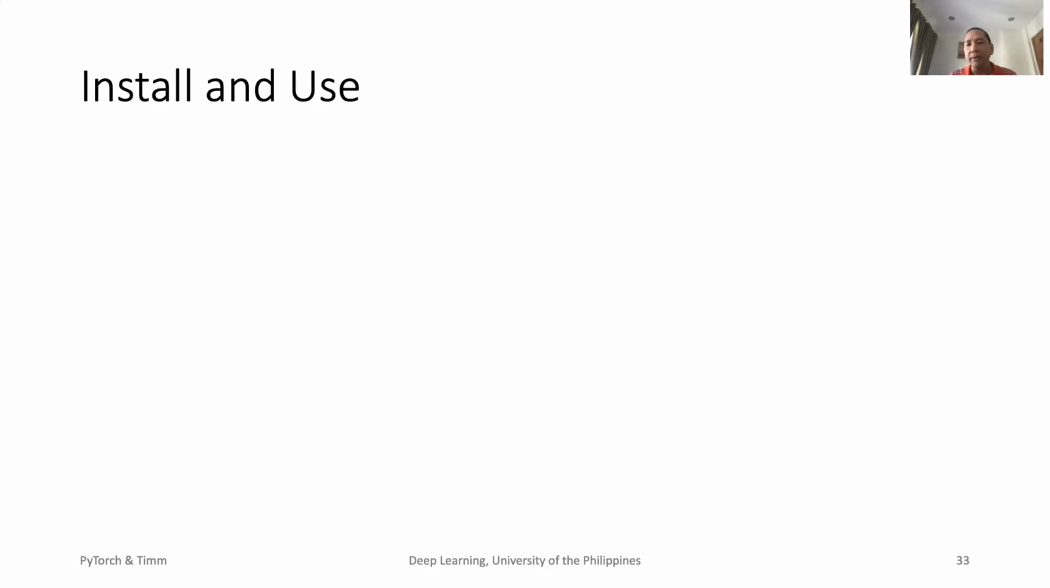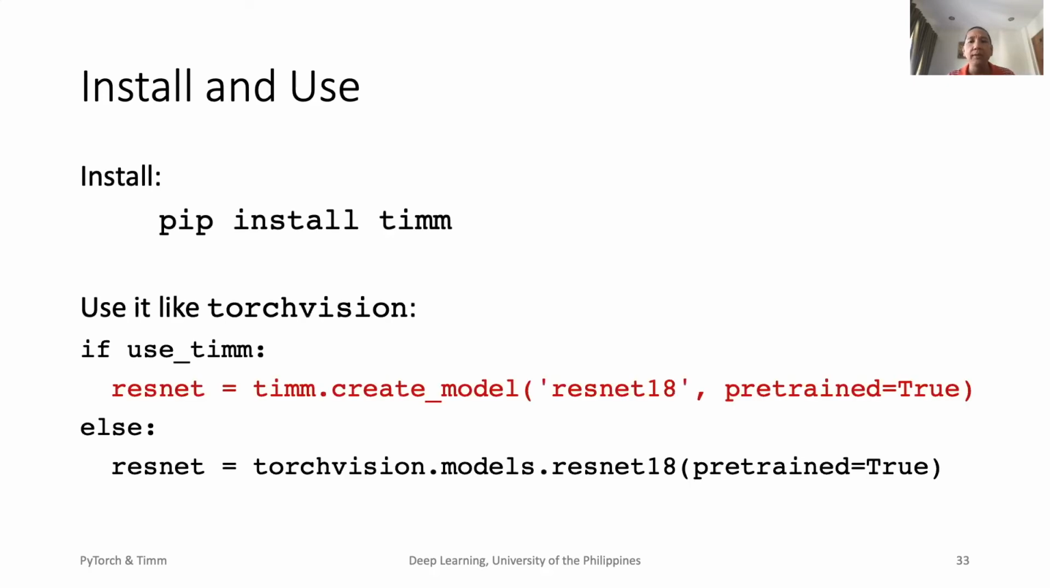Installing and using Timm is easy. Install it through pip, then use it using Timm's create_model method. In this case, we created the same ResNet 18 using Timm. Please note that the weights will be different, but the performance scores of the two models should be close.